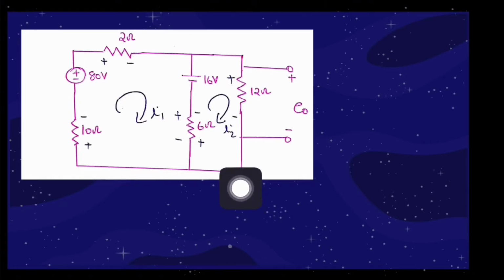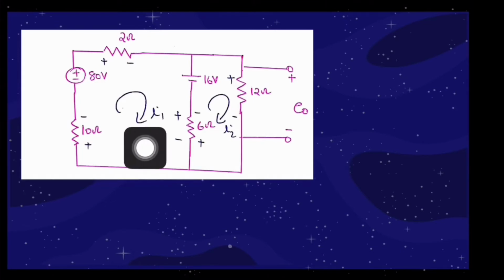In the next step, we have to identify all meshes present in the network. Now, can anybody tell me how many meshes are present here? You can see there are 2 meshes. Let us consider this as the first mesh and this is the second mesh.